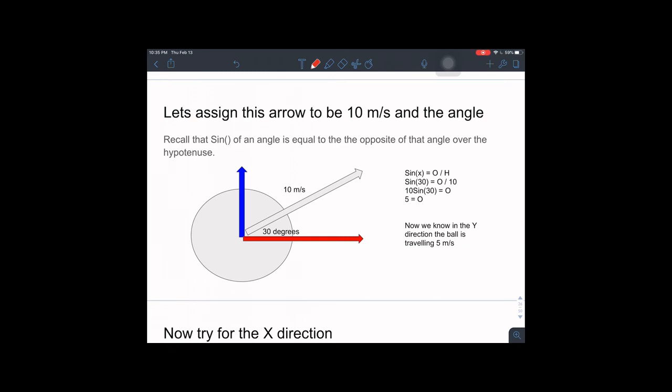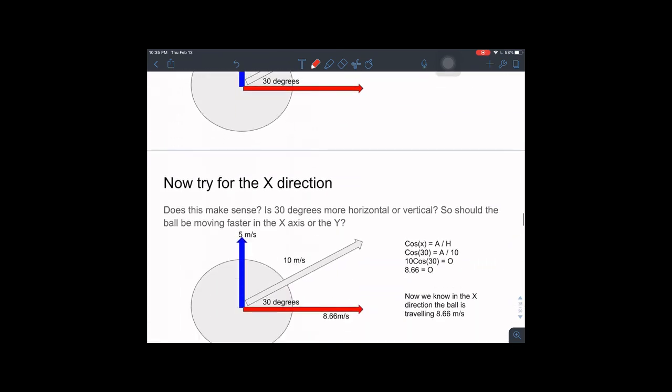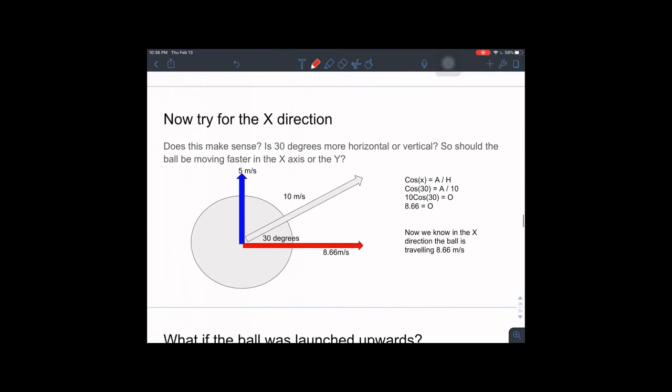Here are some steps showing how to solve for the y direction. Feel free to pause the video and take some notes. Here's my steps for the x direction. Again, feel free to pause the video and take some notes.